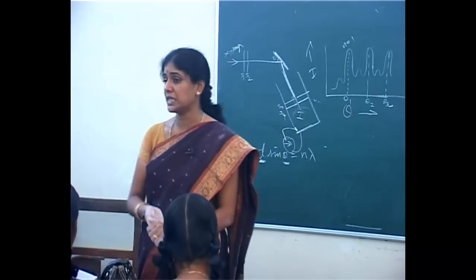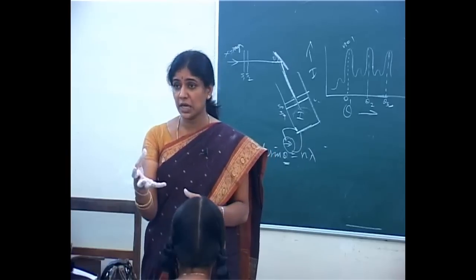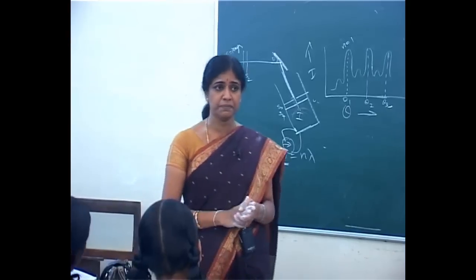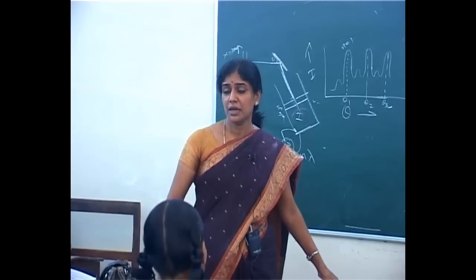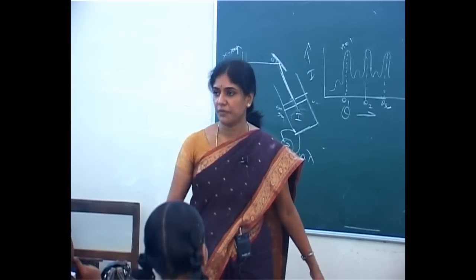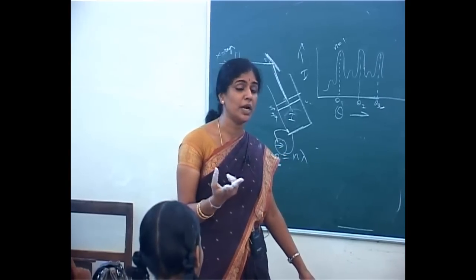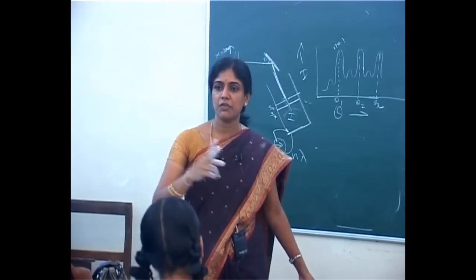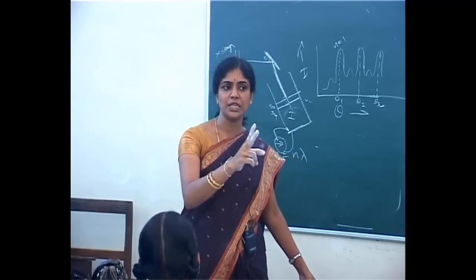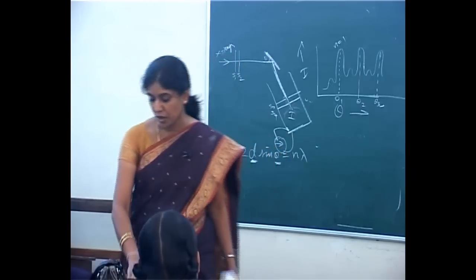Now we'll go for a very important topic: X-ray spectra. You know what a spectrum is. X-rays also have the property of emitting spectral lines, spectral radiation. If you see the spectra coming out of X-rays, I can see two different types of spectra: one is the continuous X-ray spectrum, the other is the characteristic X-ray spectrum. There is a major difference between the continuous X-ray spectrum and the characteristic X-ray spectrum.